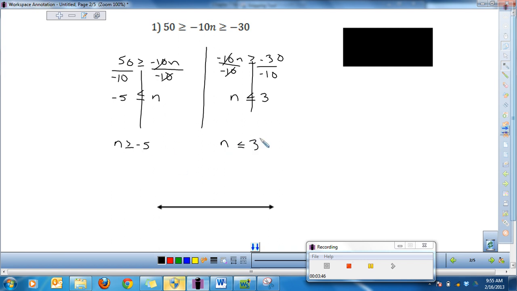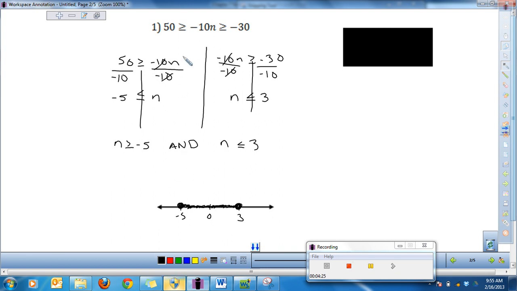Now I can go ahead and graph these two. I'm going to put a 0, draw 3, draw negative 5. I need to draw a closed dot on negative 5, a closed dot on 3. n is greater than or equal to negative 5, so I'm going to graph to the right. n is less than or equal to 3, so I'm going to graph to the left, so I need to shade the middle. Now you should recognize that we're graphing an intersection. That means that this is an AND inequality.